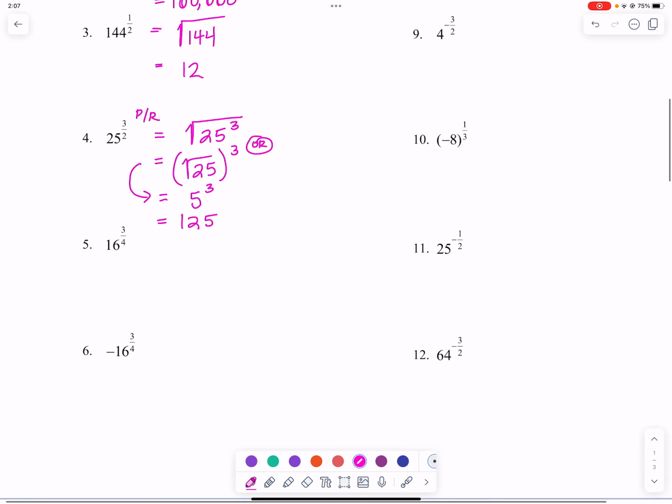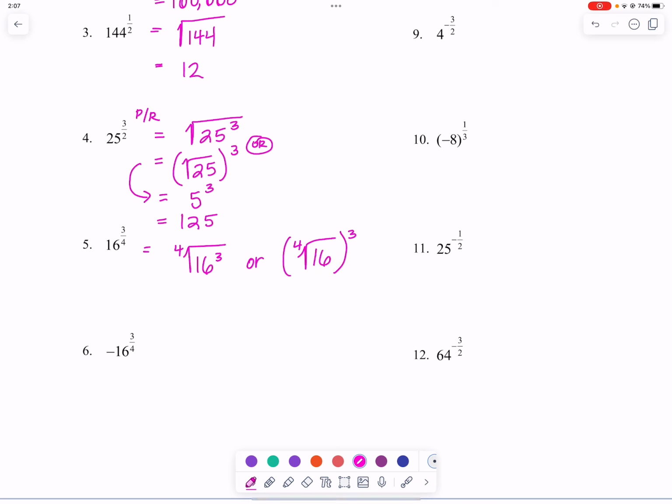Looking at number 5, we have power over root. So again, we could go ahead and take the 4th root of 16 cubed, or we could take the 4th root of 16, and once we find that answer, cube it. And this is the one we like. So the 4th root of 16 is 2, and 2 cubed is 8.